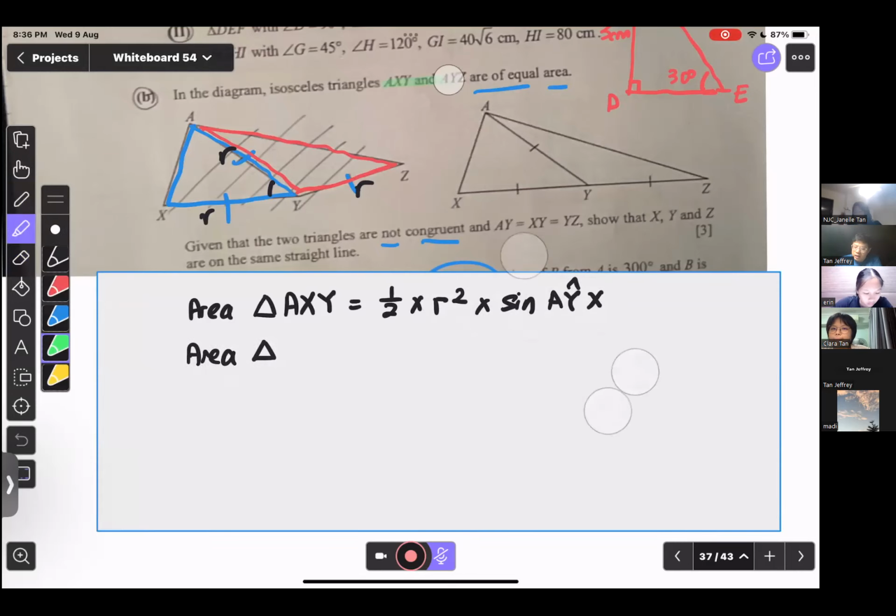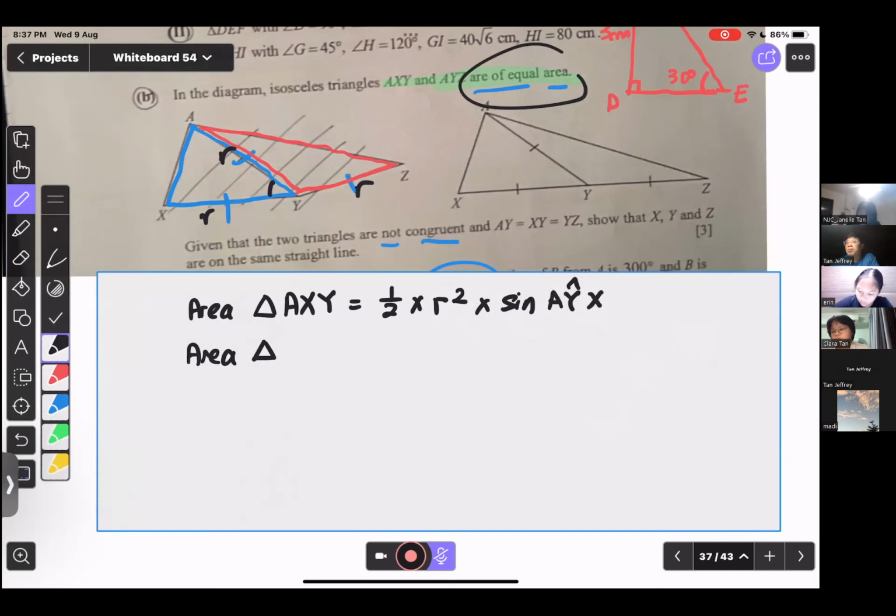So you notice, why did they tell me this? In math questions, every sentence has its purpose. They don't give extra things for fun. So if they tell me area, a natural starting point is to write out the area formula and see where it gets you. So AYZ, which is the red triangle, can I say that it's half ab sine angle AYZ? Then they tell you that they are equal.